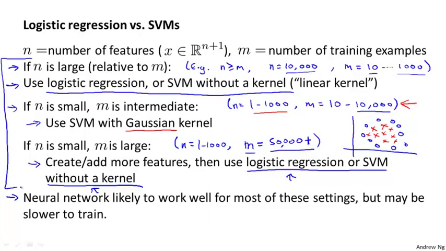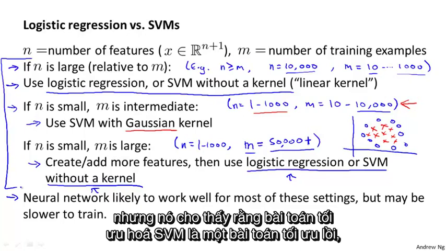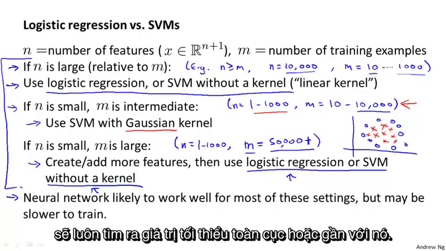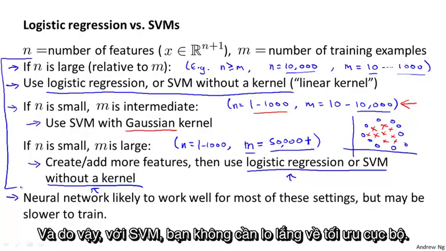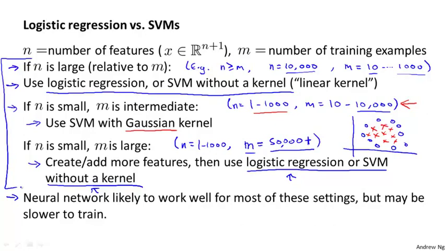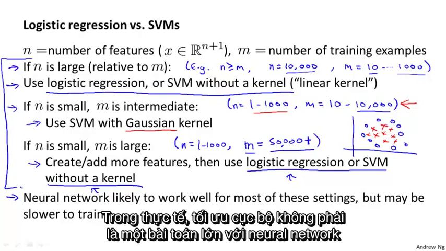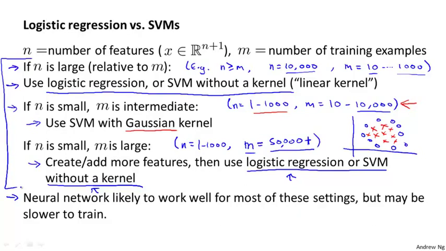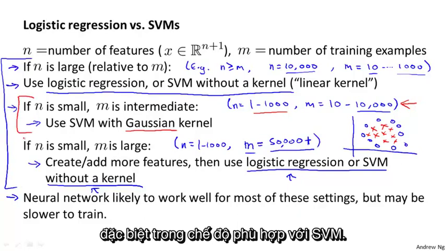And although we didn't show this earlier, it turns out that the optimization problem that the SVM has is a convex optimization problem. And so the good SVM optimization software packages will always find the global minimum or something close to it. And so for the SVM, you don't need to worry about local optima. In practice, local optima aren't a huge problem for neural networks, but it's just one less thing to worry about if you're using an SVM. And depending on your problem, the neural network may be slower, especially in this sort of regime, than the SVM.